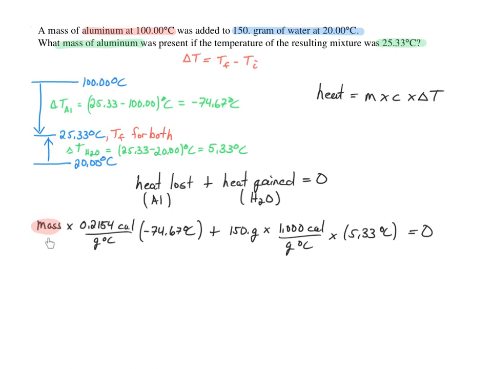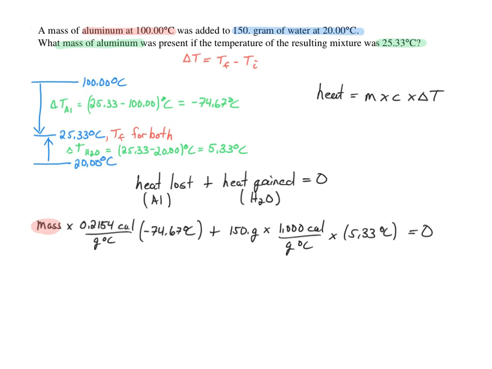Here it is for aluminum. We don't know what the mass is. That's what we're solving for. So mass times specific heat times delta T. For water, mass times specific heat times delta T. Notice I chose appropriate specific heats such that the unit of heat was consistent for both of these.